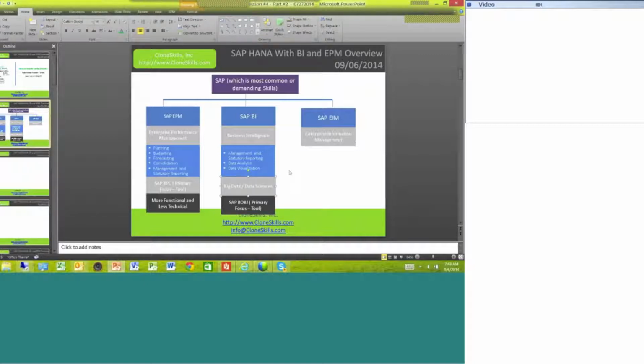If it's a traditional BI, you will be going for reporting, data analysis, and data visualization. If you are going for new dimensions, then that is going to be more on the big data concepts and data sciences. We'll cover what it is. That is another focus area within SAP.